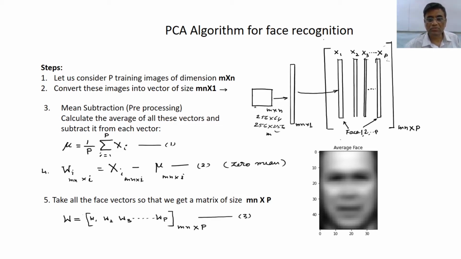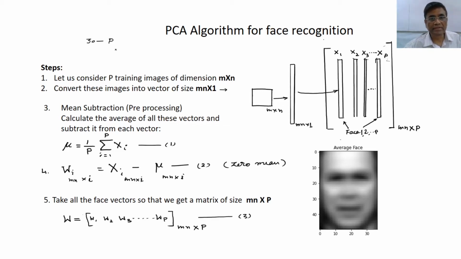First step is to convert the face, which you have represented in the form of a matrix, into the form of a vector. So the dimension of the vector would be mn cross 1, isn't it? This is a column, because a column matrix is defined to be a vector. And now suppose we have taken P faces. Ideally it should happen that, suppose P equal to 30.